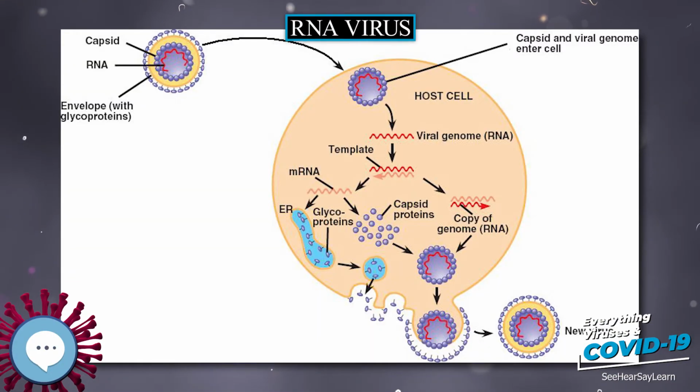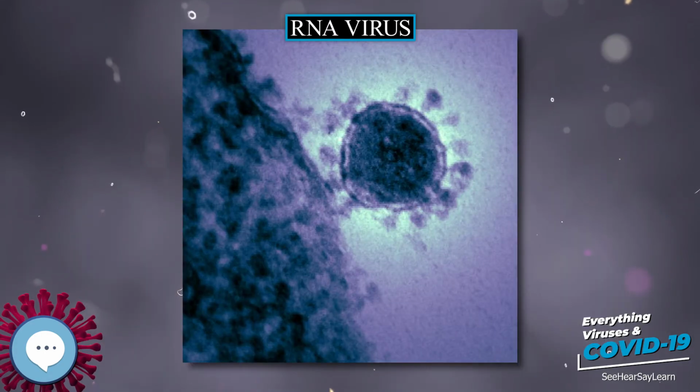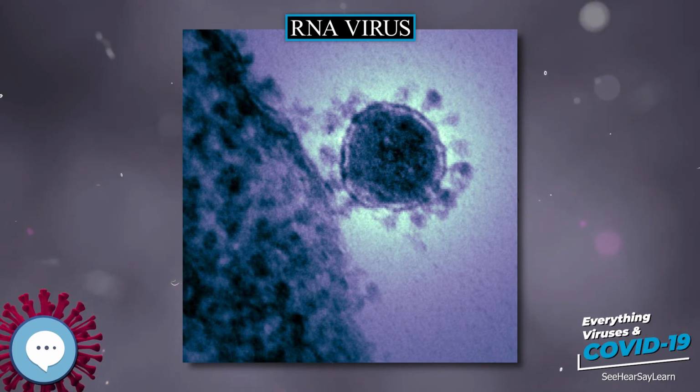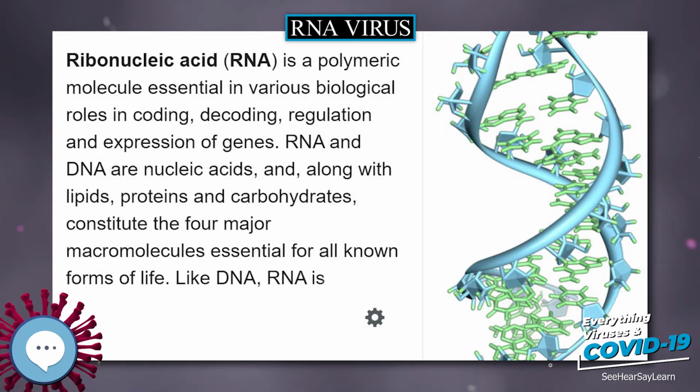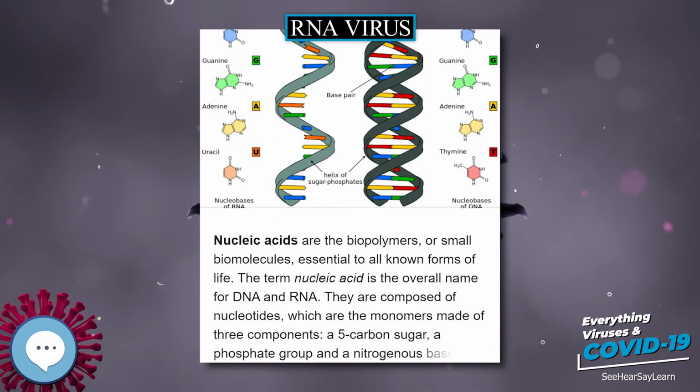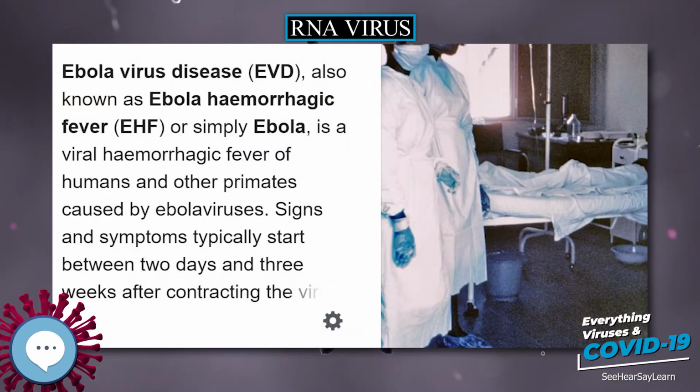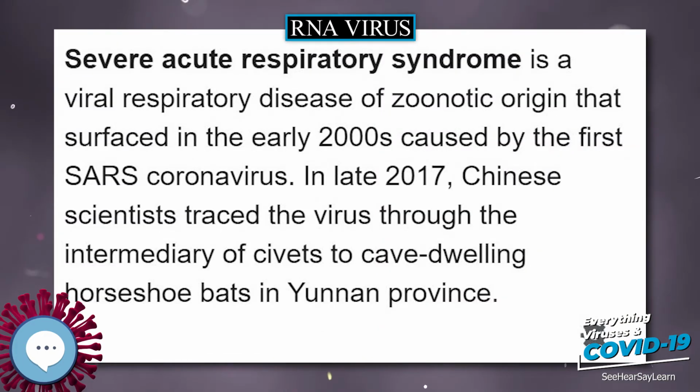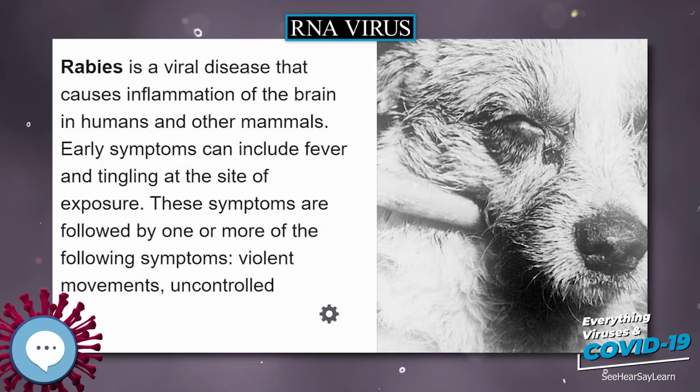RNA virus. An RNA virus is a virus that has RNA, ribonucleic acid, as its genetic material. This nucleic acid is usually single-stranded RNA, ssRNA, but may be double-stranded RNA, dsRNA. Notable human diseases caused by RNA viruses include Ebola virus disease, SARS, rabies, common cold, influenza, hepatitis C, hepatitis E, West Nile fever, polio, measles, and coronavirus disease 2019.